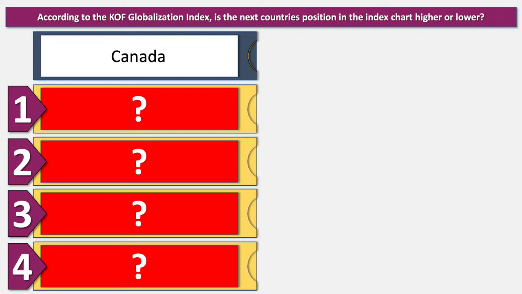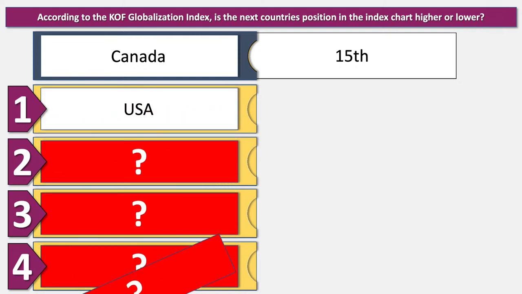So, no pressure. According to the KOF Globalisation Index, is the next country's position in the index chart higher or lower? Okay, so in terms of openness to globalisation, Canada comes in at 15. So what do we think in terms of globalisation? Do we think the USA is going to be higher, or is the USA going to be lower? And I'm going to put Jim on the spot, and I'm going to say, Jim, what do you reckon? Well, of course, Donald Trump said America first, didn't he? And so, introduced a lot of protectionism. I think Canada's quite an open country, so I think USA will be lower in the list. Therefore, a higher number than 15, if you know what I mean. Less globalized.